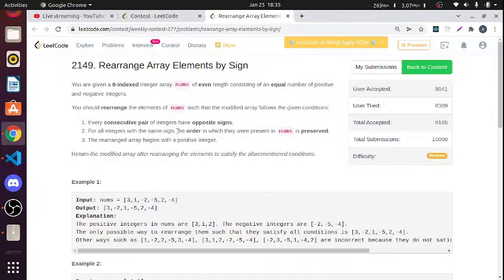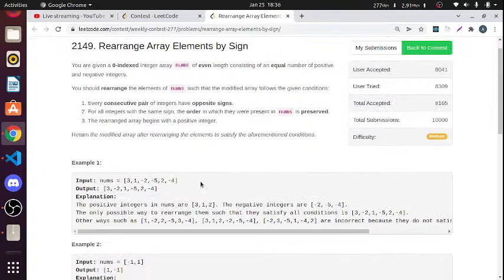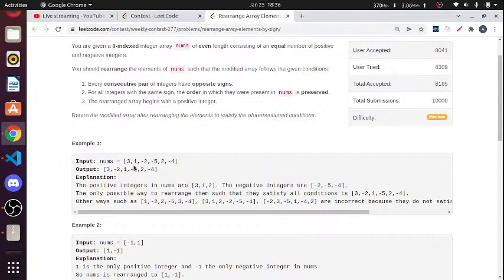For all integers with the same sign, the order in which they appeared in nums should be preserved. Okay, order should be maintained. So here is minus 2, then minus 5, then minus 1, then 4, 3, 1, and the rearranged array begins with the positive integer. So return the modified array after rearranging the values. Okay, it should not be a tough one.